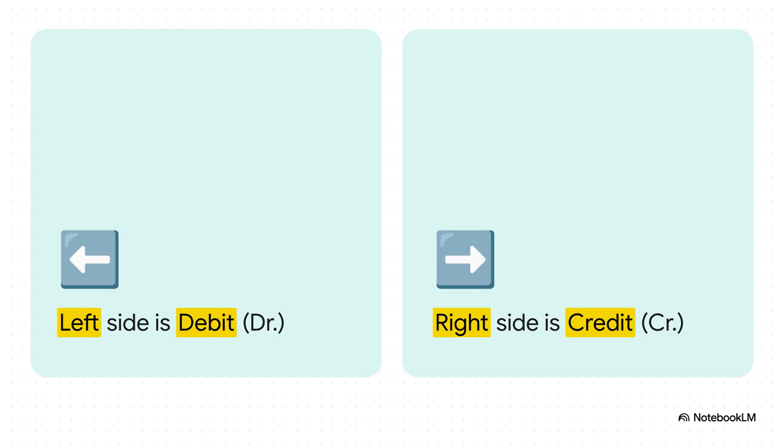Visually, think of this account as taking the shape of a giant capital letter T. The vertical line running down the middle establishes two completely separate halves. Your entire left-hand side is officially designated as your debit side, which we abbreviate as DR. And the entire right-hand side, that's your credit side, abbreviated as CR. It's literally as simple as left and right.